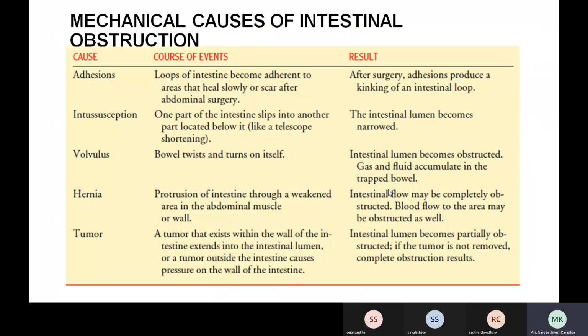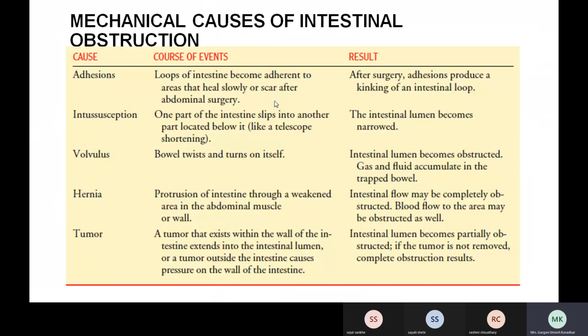If we see a tabulation of mechanical causes of intestinal obstruction, these are the common causes: adhesions, intussusception, volvulus, hernia, and tumor. Okay, you can find the explanation. What are adhesions? Here, the loops of intestine become adherent to the areas that heal slowly or scar after abdominal surgery. So mostly after abdominal surgeries, patients may develop adhesions. Okay, so what would these adhesions do? They produce a kinking of an intestinal loop. Okay, so that is how the obstruction is caused.